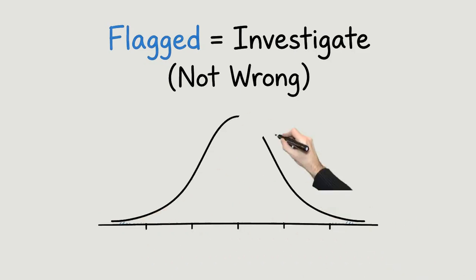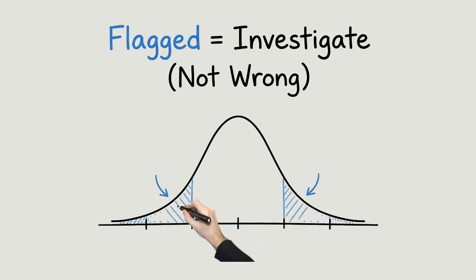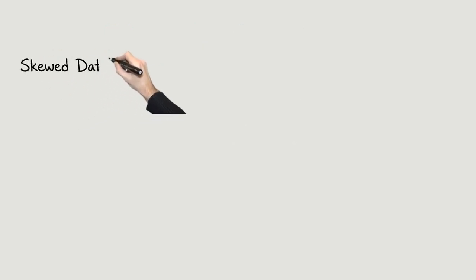Z-scores are another option, but only when the data is roughly symmetric. A z-score tells you how many standard deviations a value is from the mean. Values beyond plus or minus 2 or 3 are unusual. If the data is skewed, z-scores can mislead, so the IQR rule is usually safer for class surveys.